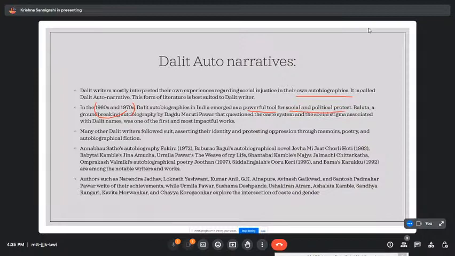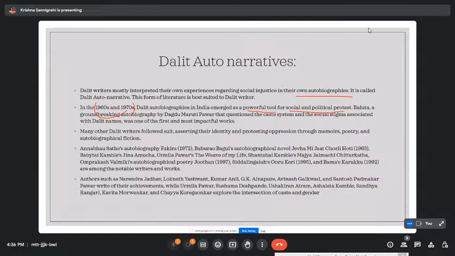So Dalit autobiographies have registered a protest against the existing realities, and they have revealed the real picture of their existence, how they have grown up, what challenges they have faced. Baluta, a groundbreaking autobiography by Dagdu Maruti Pawar, questioned the caste system and the social stigma associated with Dalit names, and was one of the first and most impactful works.